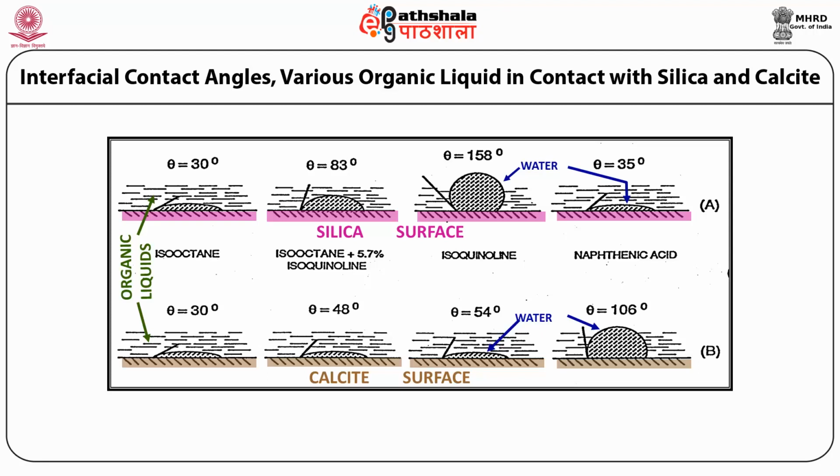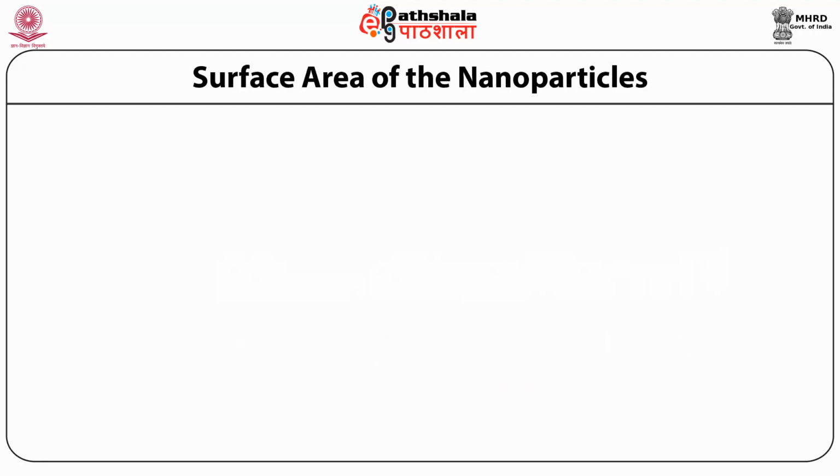The contact angle for these organic liquids on silica surface are 30 degree, 83 degree, 158 degree and 35 degree, while the contact angle for calcite surface for these organic liquids are 30 degree, 48 degree, 54 degree and 106 degree. Let us discuss the surface area of nanoparticle.